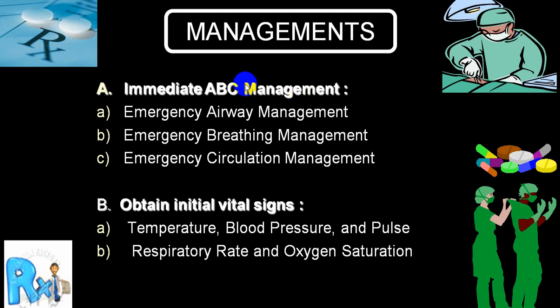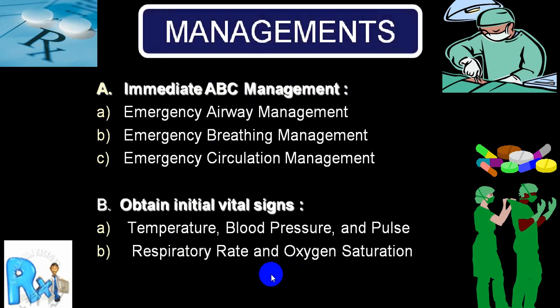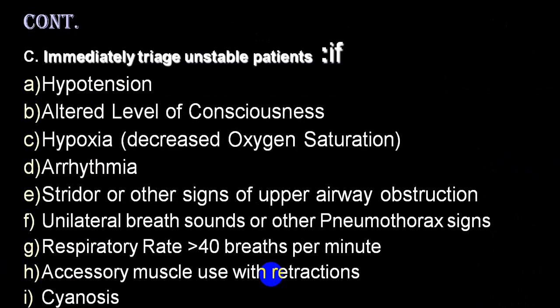So immediate management, not ABC but CAB, and then get the vital signs. Try to find out what is producing serious side effects like hypoxia, hypercapnia, hypotension, etc., and treat accordingly. So, treatment of hypotension.